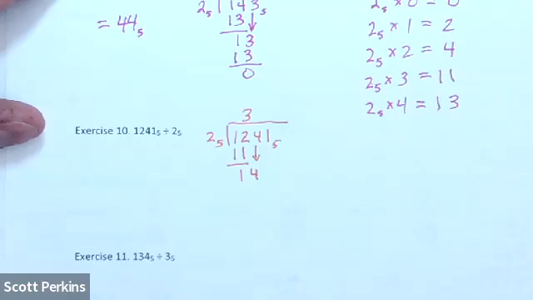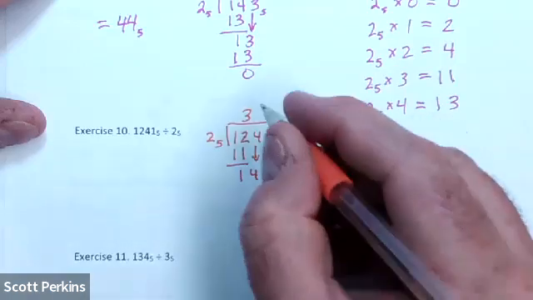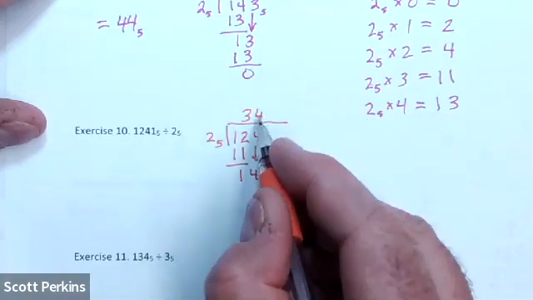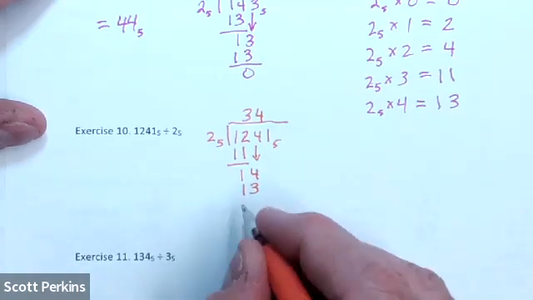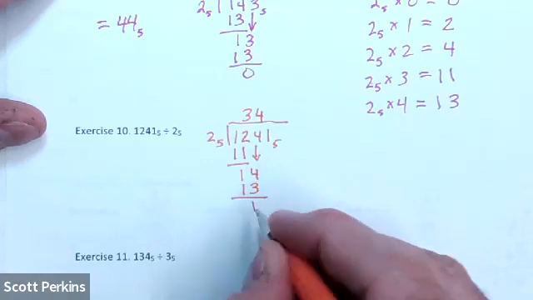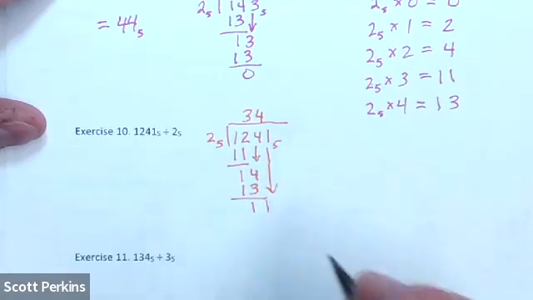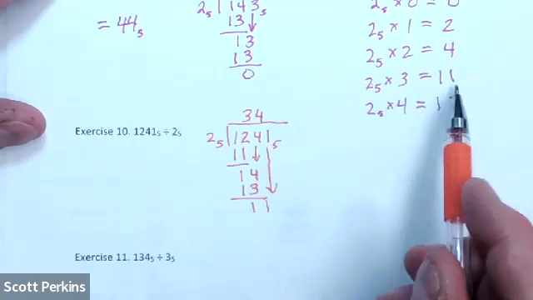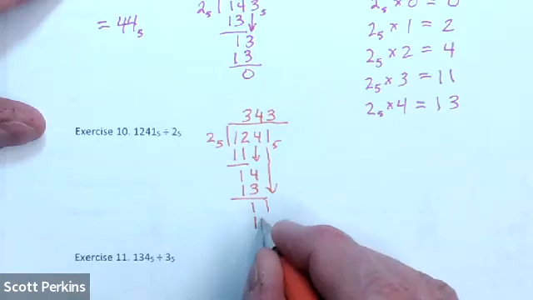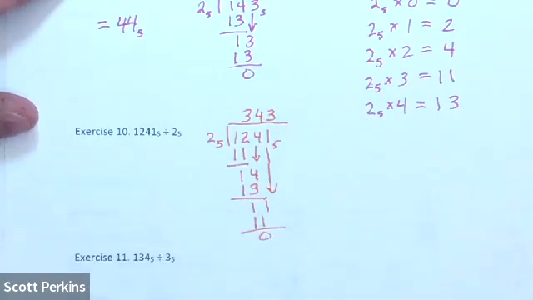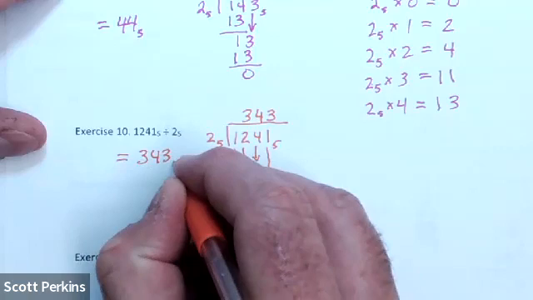Okay, so what's the closest I can get to 14? That is 13. So I'm going to put a 4 here above the 4. 4 times 2 is 8, represented in base 5. That's one full group of 5 and 3 left over. Again, I'm subtracting, and now I'll bring down that other one. And what's the closest I can get to that? Well, we see we can hit the nail right on the head there with a 3. So 3 times 2 is 6. That's 11, leaves me 0 remainder. So what is 1241 base 5 divided by 2 base 5? That is 343 base 5.